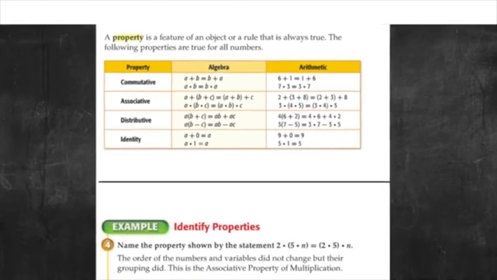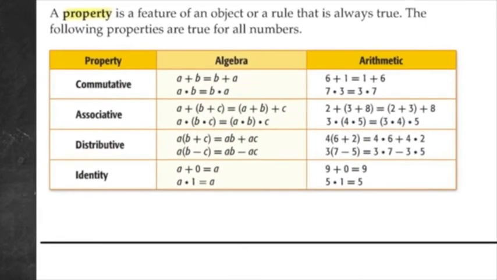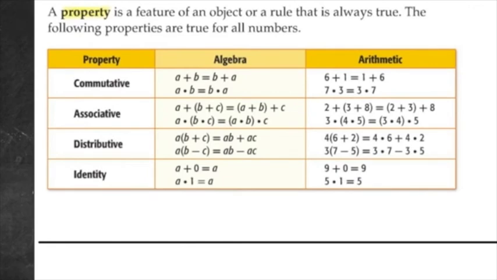Okay, so looking at this, a property is a feature of an object or rule that is always true. So we have 4 properties we're going to be talking about. We have the commutative property, which shows us that order does not matter. If we do A plus B, the answer will be the same as B plus A. The same way for multiplication. So A times B is the same as B times A.